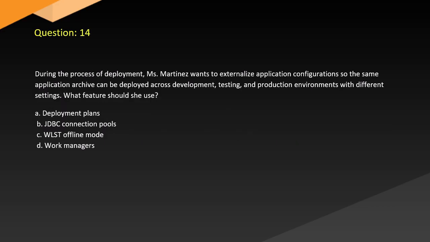Question 14. During the process of deployment, Martinez wants to externalize application configurations so the same application archive can be deployed across development, testing, and production environments with different settings. What feature should she use? A. Deployment plans. B. JDBC connection pools. C. Delay offline mode. D. Work managers.